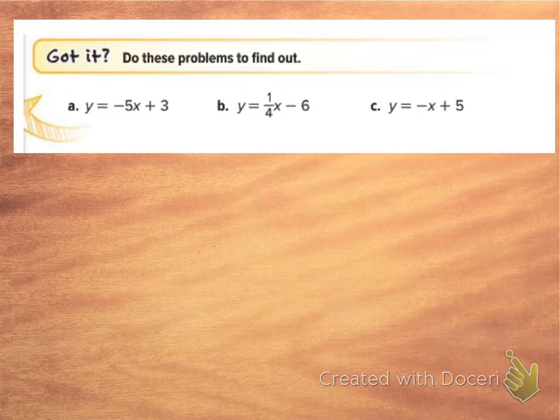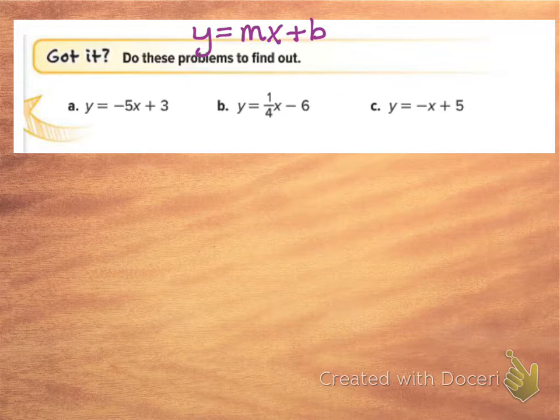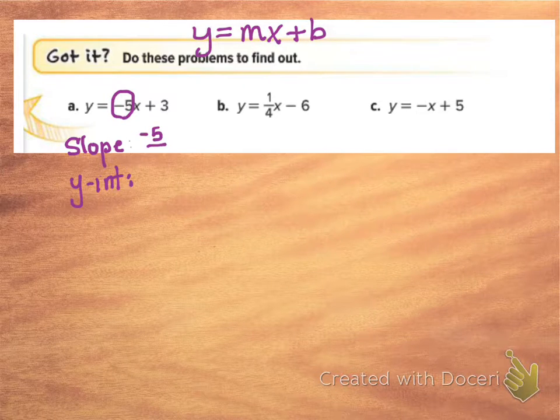So continuing practice here at the Got It's. Again, the idea is you're thinking of the equation in slope-intercept form, y equals mx plus b, where m is your slope and b is your y-intercept. So we're determining the slope and the y-intercept for each equation. In equation A, the slope is this first value here of -5, so that would be -5 or -5/1, indicating down 5 over 1. The y-intercept, right there at +3, indicating the point (0, 3).